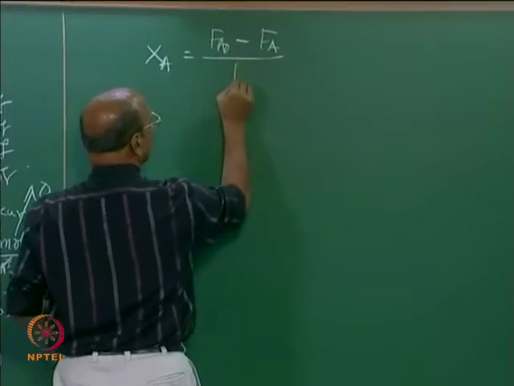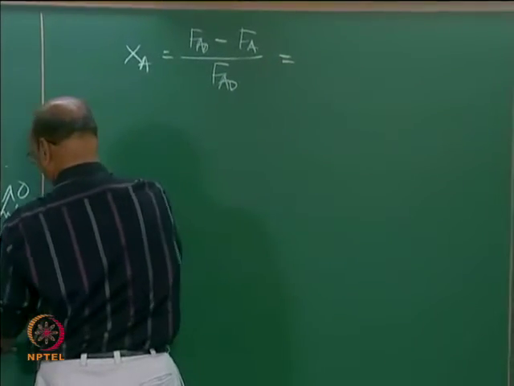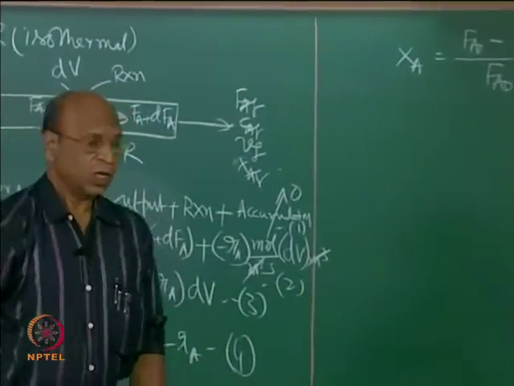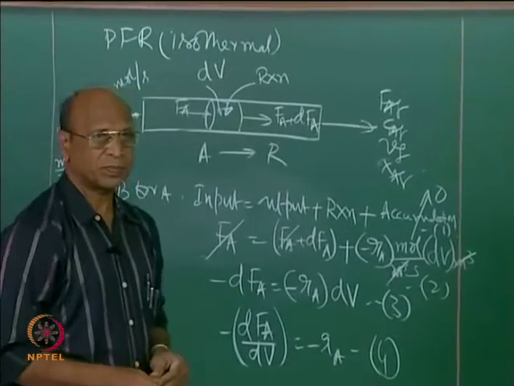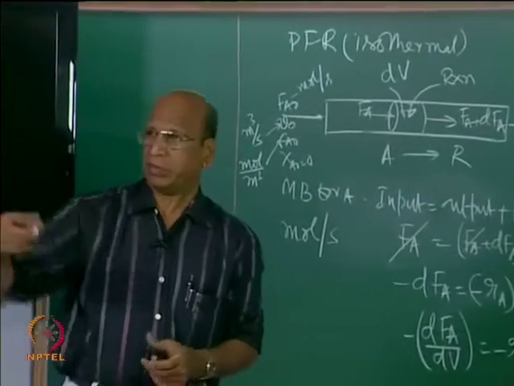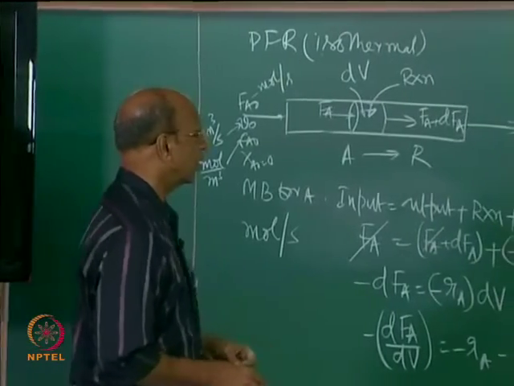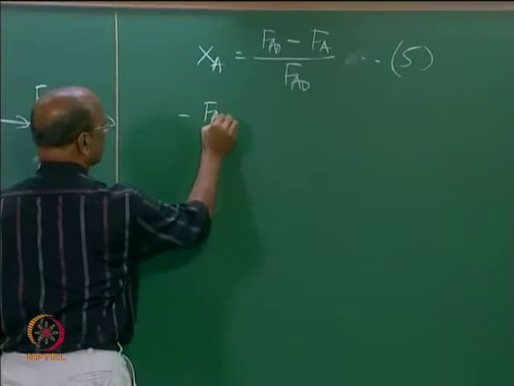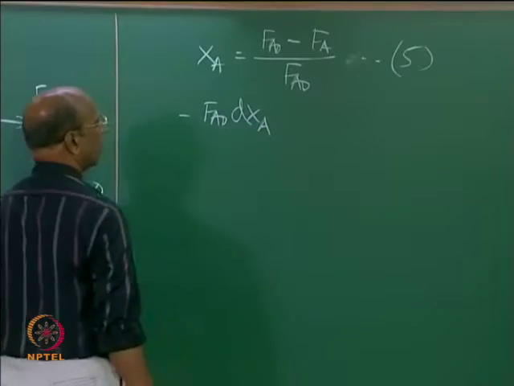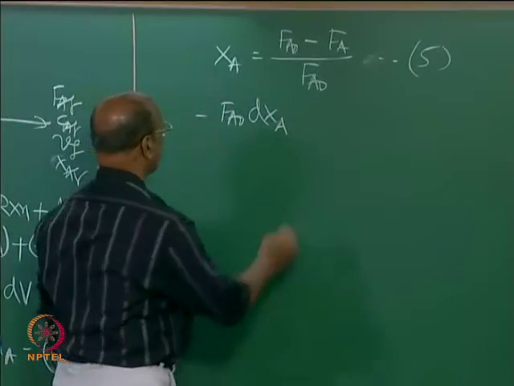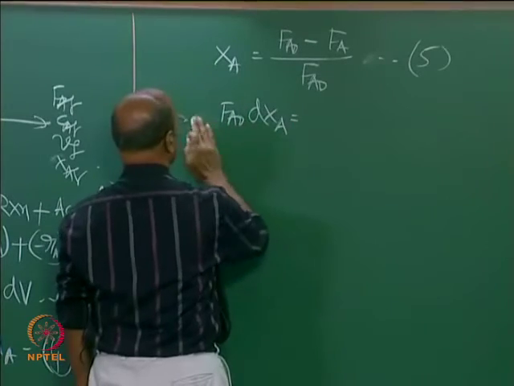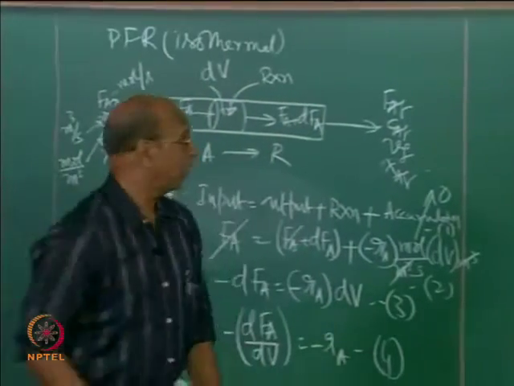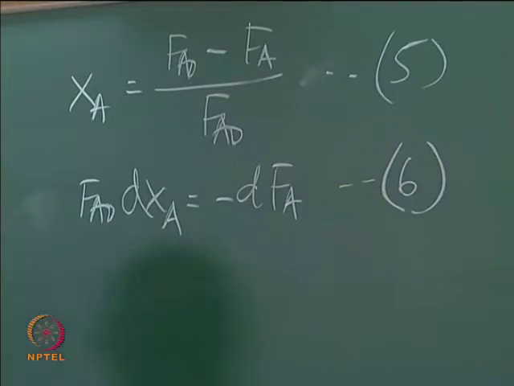So, FA by FA0, this is the definition of XA. Now, from this can you calculate what dFA is? Differentiating, what do you get? Minus FA0 into dXA. So minus dFA equals FA0 dXA. This is equation 6. These are very simple, but still I am explaining.